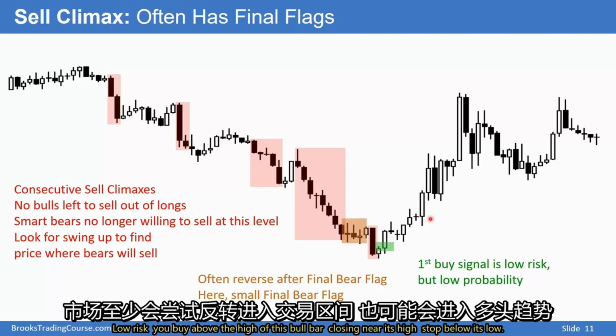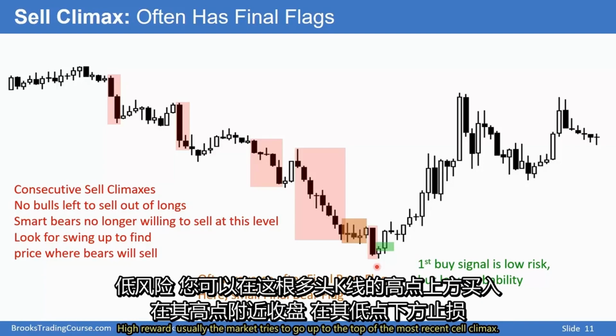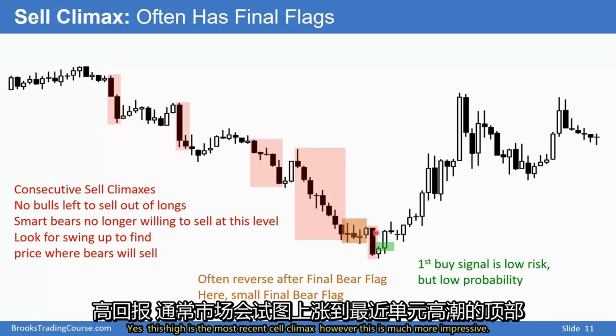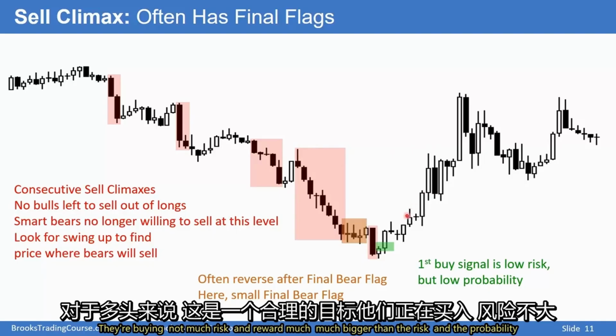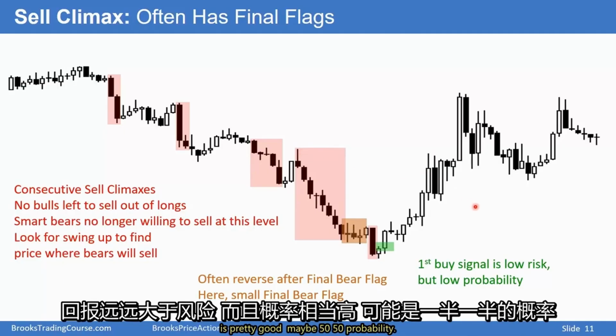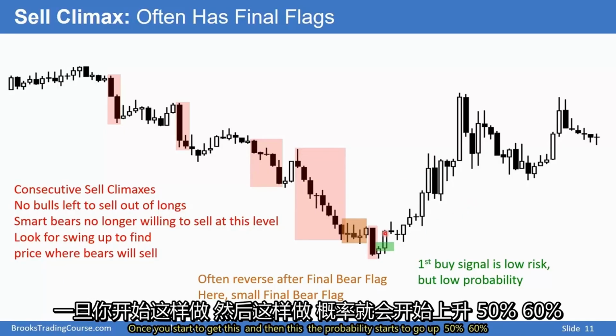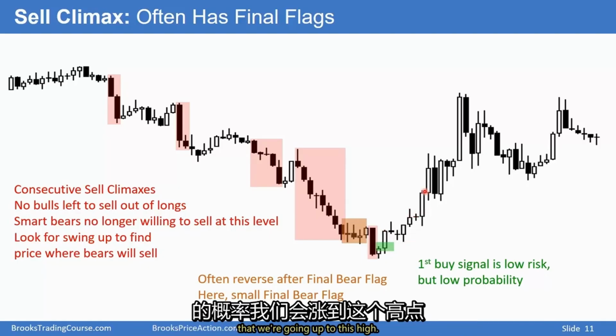Low risk, you buy above the high of this bull bar, closing near its high, stop below its low. High reward. Usually the market tries to go up to the top of the most recent sell climax. Yes, this high is the most recent sell climax. However, this is much more impressive. This is a reasonable target for the bulls. They're buying, not much risk, and reward much, much bigger than the risk. And the probability is pretty good, maybe 50-50 probability. Once you start to get this and then this, the probability starts to go up, 50%, 60% that we're going up to this high.